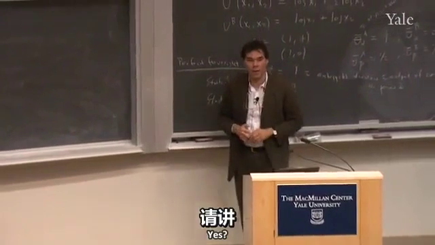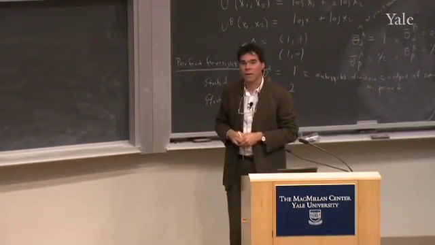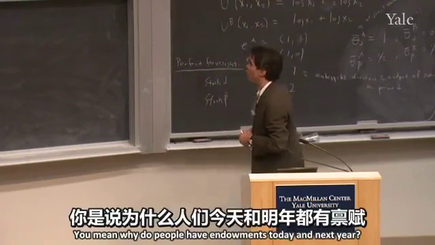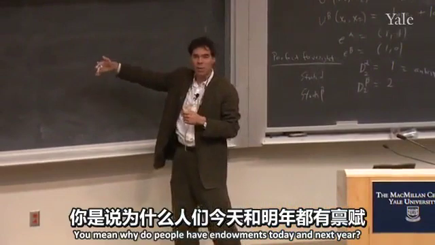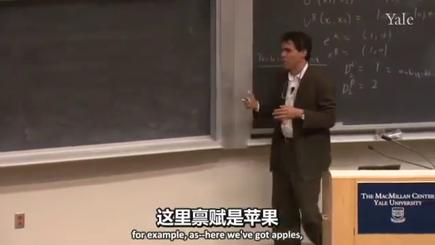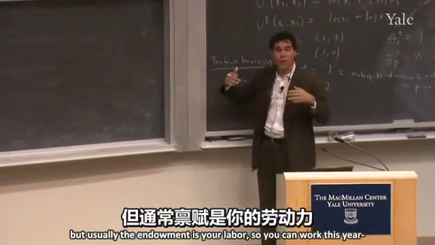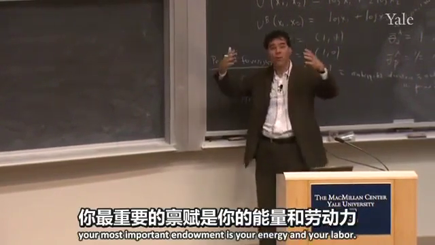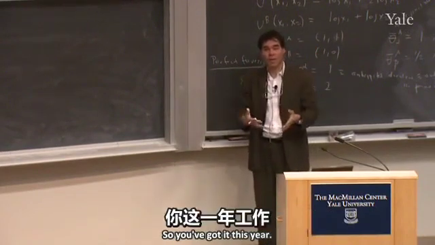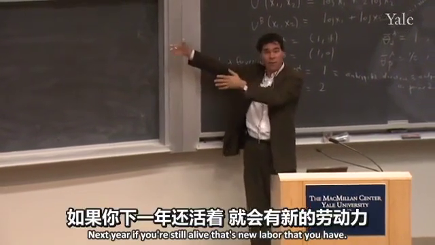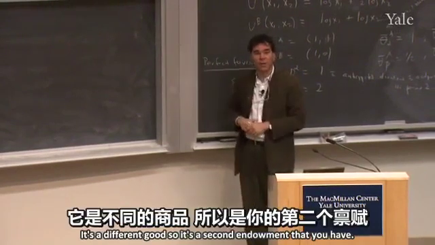Yes? Why are there 2 endowments? Why is there endowment in period 1 and period 2? You mean, why do people have endowments today and next year? Because you could think of the endowment, for example, as here we've got apples, but usually the endowment is your labor. So you can work this year. Your most important endowment is your energy and your labor. So you've got it this year. Next year, if you're still alive, that's new labor that you have. It's a different good, so it's a second endowment that you have.